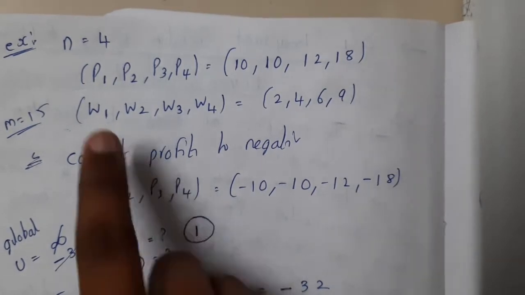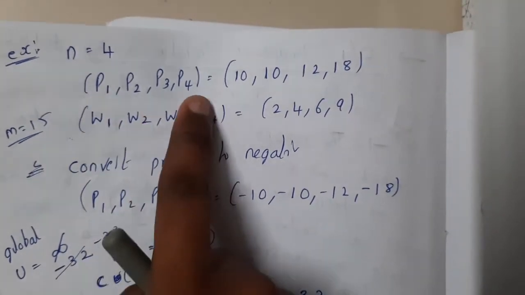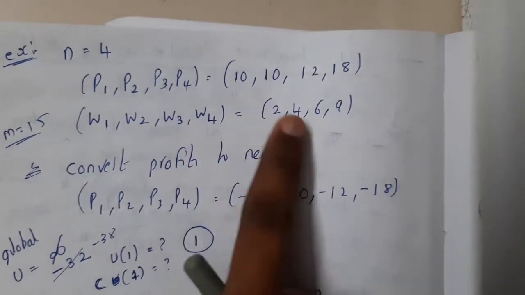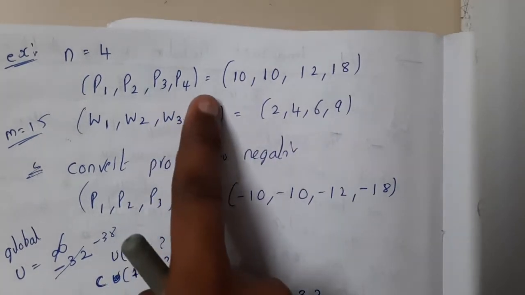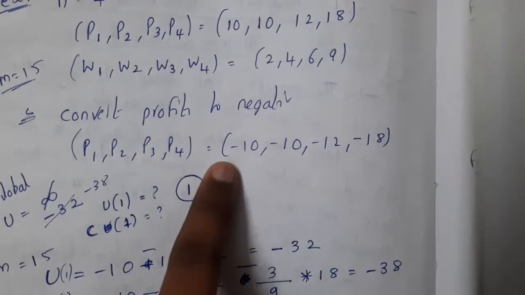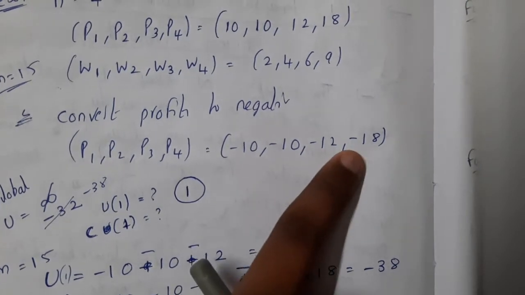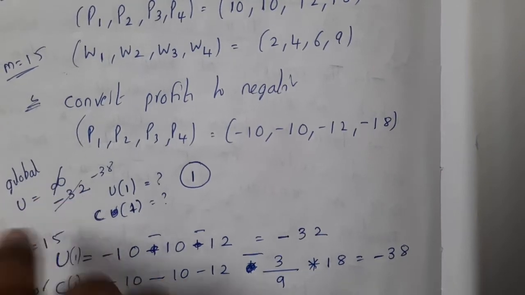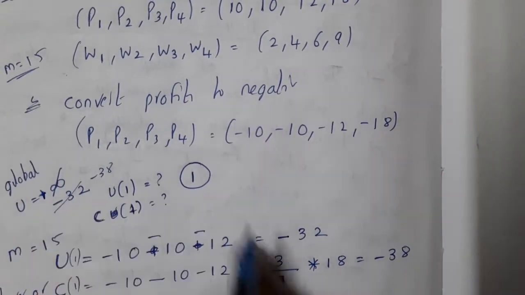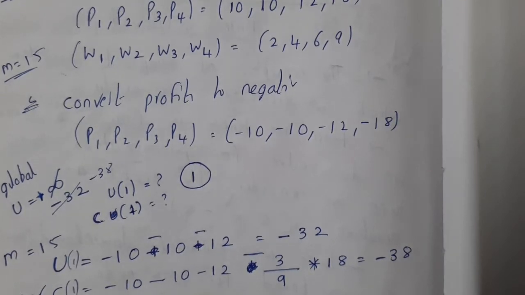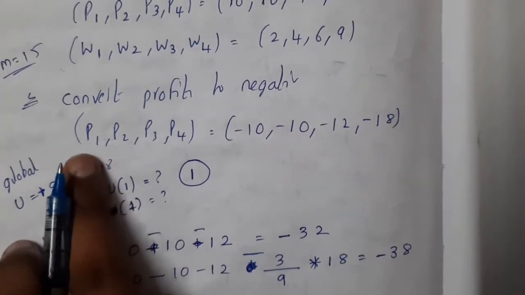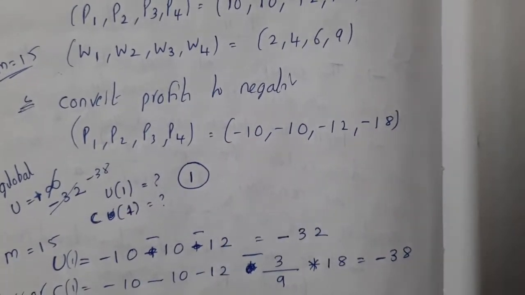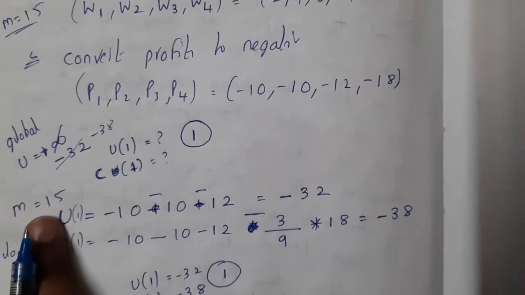Here we have 4 items: P1, P2, P3, P4 are 10, 10, 12, 18, and W1, W2, W3, W4 are 2, 4, 6, 9. Initially the main objective is to convert the profits into negative values: minus 10, minus 10, minus 12, minus 18. You assume the global maximum as positive infinity, and whatever you get for the first time you update it there. The maximum weight is given as m equal to 15.